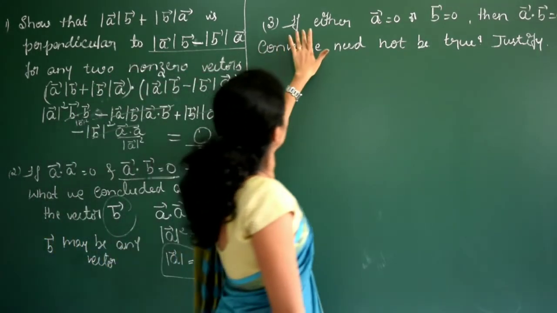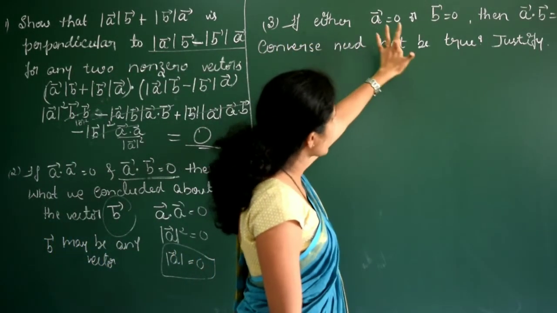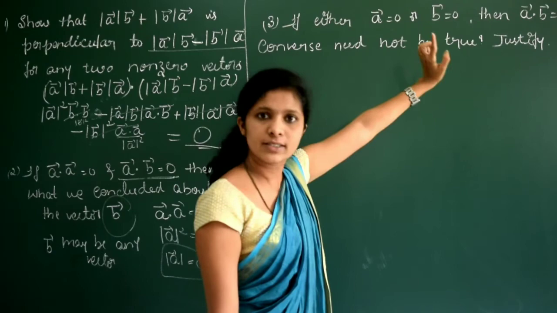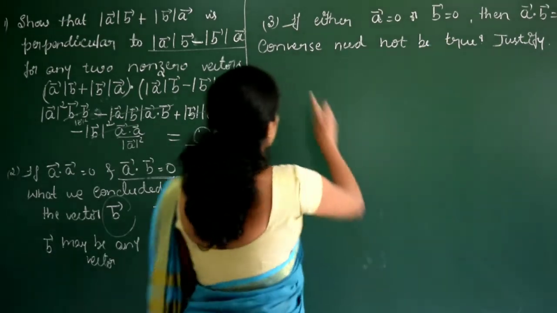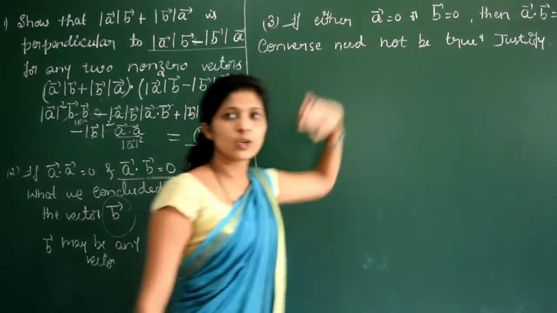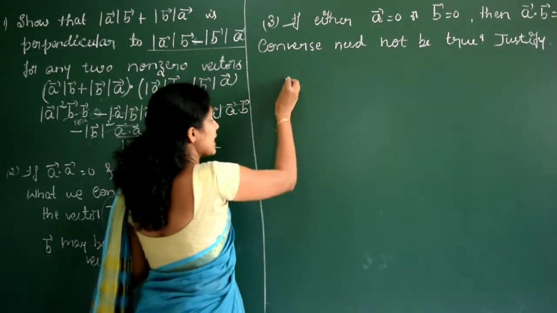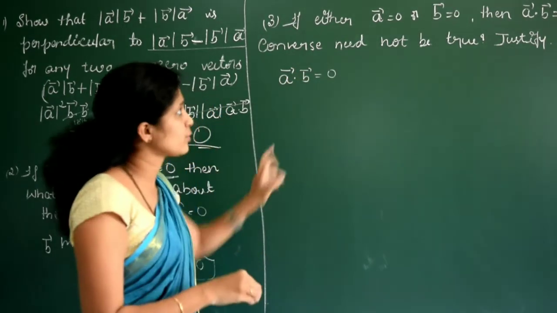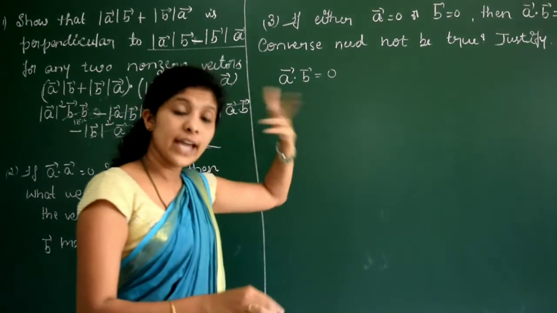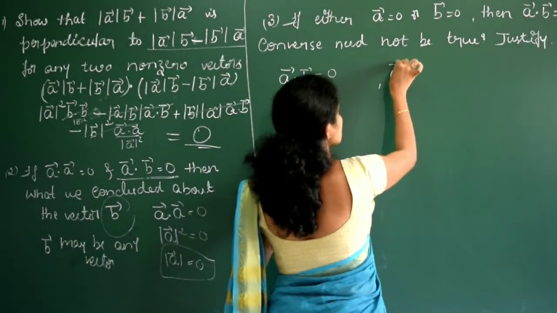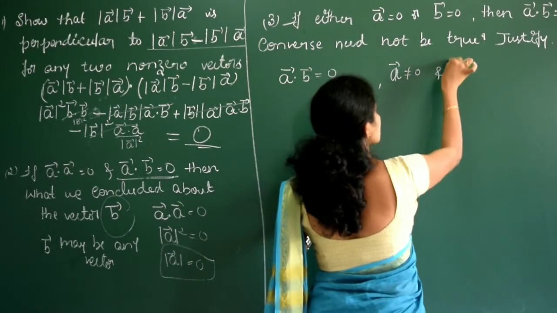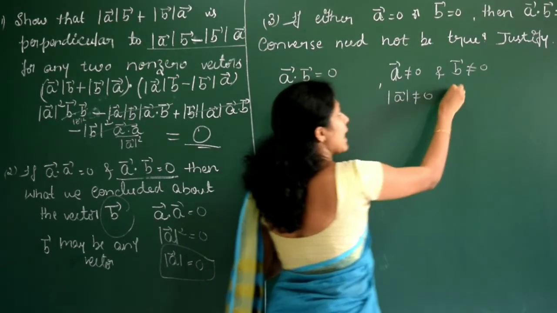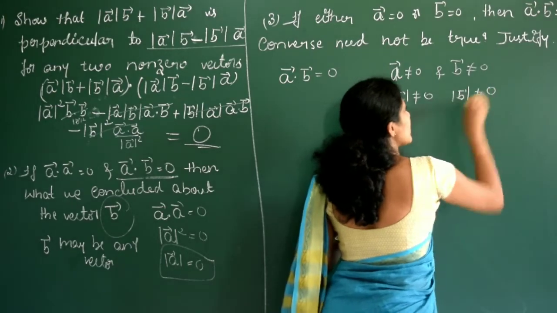See this? If either a vector is equal to 0 or b vector is equal to 0, then the dot product of those, that is a vector dot b vector, will be equal to 0. Now the converse need not be true. What will be the converse of that statement? We have to assume that a vector dot b vector is equal to 0, and we have to prove that a vector is not equal to 0 and b vector is also not equal to 0. That means the magnitude of a vector is also not equal to 0 and the magnitude of b vector is not equal to 0. Is it clear?